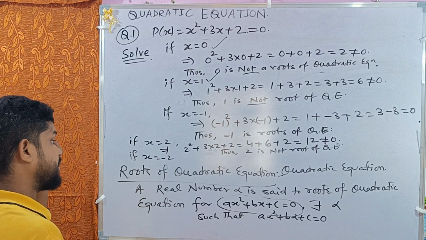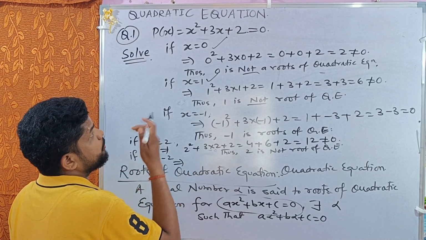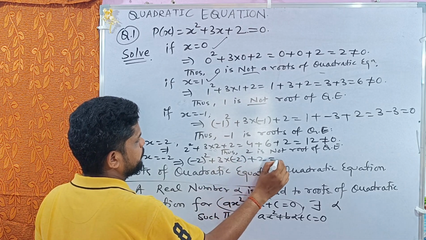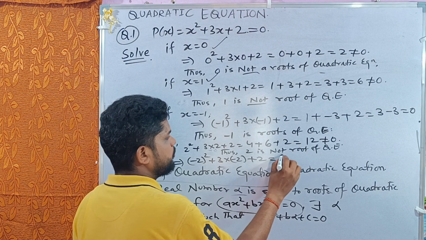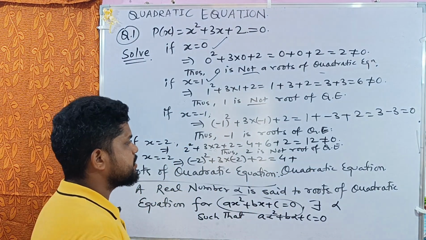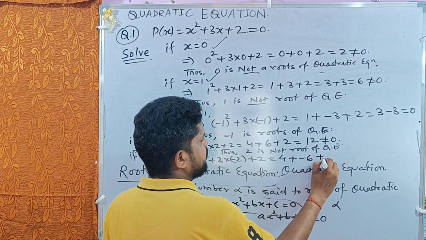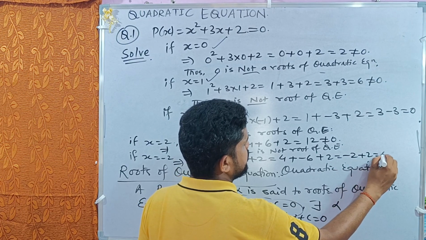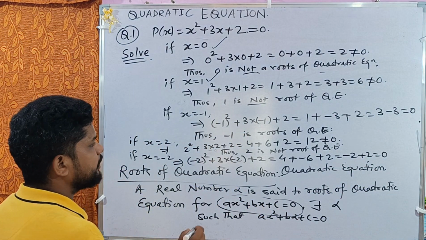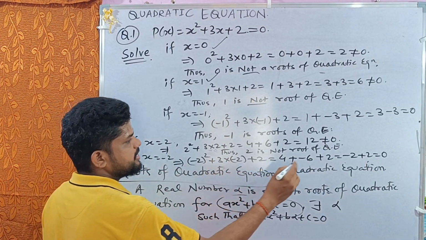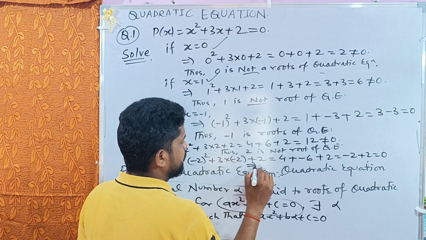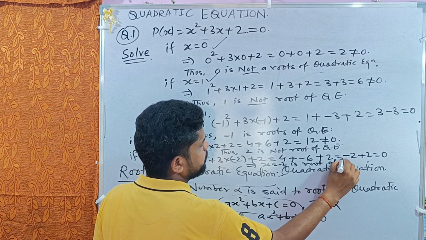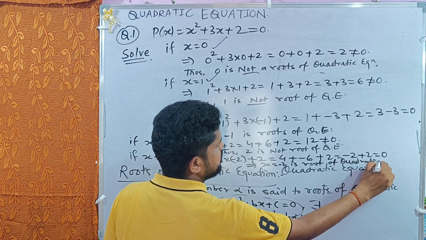Now if I put the value of x equals minus 2, what will I get? By putting x equals minus 2, I will get (minus 2) whole square plus 3 into minus 2 plus 2. So (minus 2) whole square is plus 4, 3 into minus 2 is minus 6, and plus 2. Here 4 minus 6 is minus 2, plus 2, which is equal to 0. Here you can see that the value of x equals minus 2 satisfies this quadratic equation to 0. So x equals minus 2 is a root of the quadratic equation.